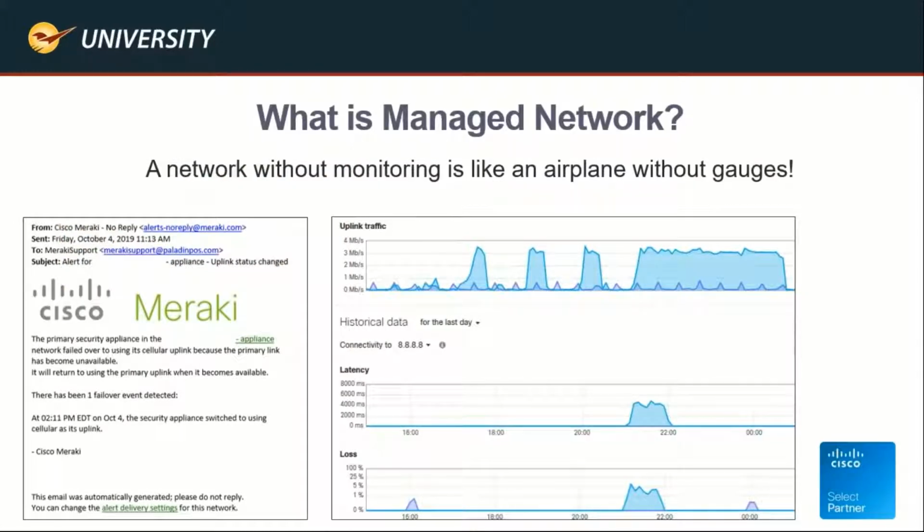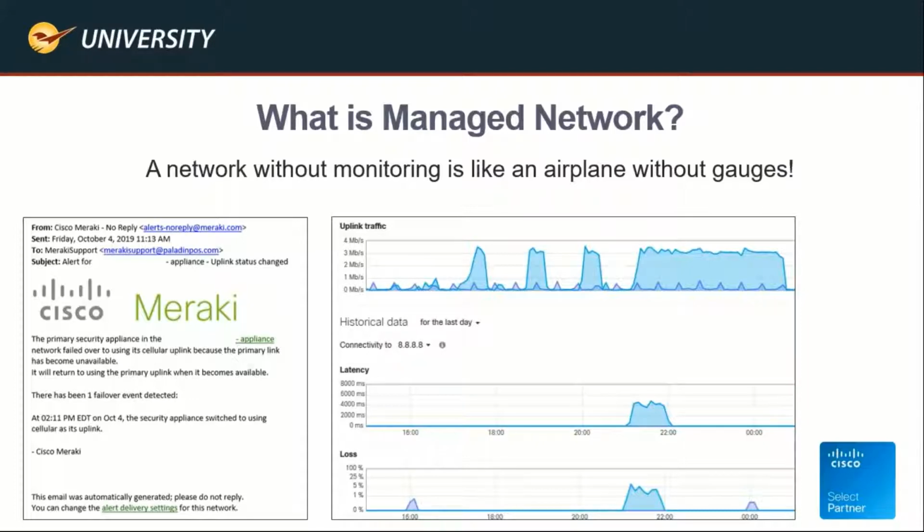So what is managed networking? Managed networking is the monitoring and management of our customers' network equipment, but what does that really mean? So let's take a look at a couple of examples. On the left here, we have an email alert that comes to us when there's an internet failover condition. So the Cisco Meraki firewalls have the ability to have a backup internet circuit or cellular for backup internet connectivity.